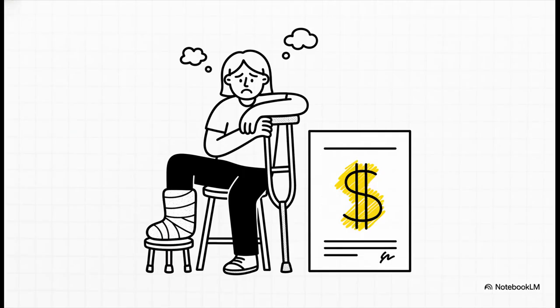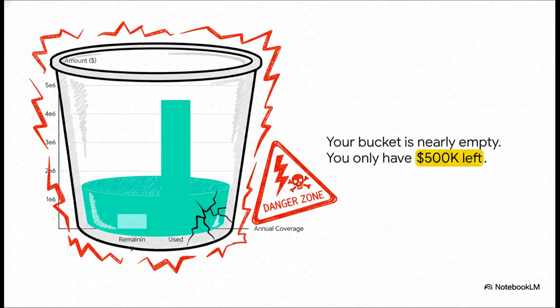Just when you think things have got to get better, they don't. A third incident occurs. Another person has a slip and fall. This one settles for $1.5 million. Wow, our bucket is now basically empty. After that third claim, we've only got $500,000 left to cover us for the rest of the policy year. We are officially in the danger zone.